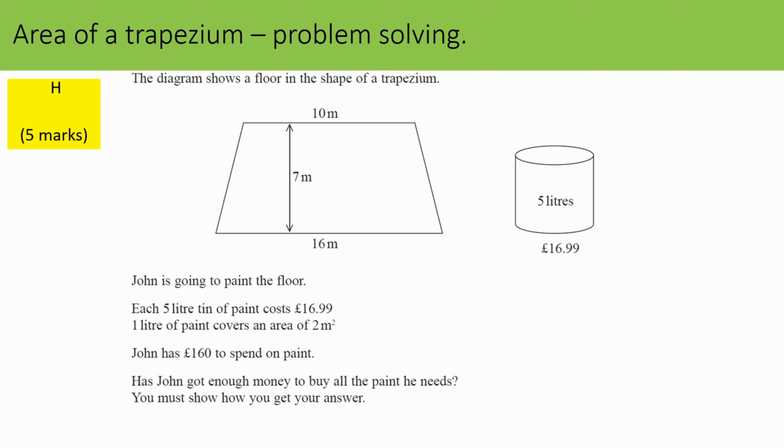I'm going to give you a hint now, so if you don't want that hint, pause it and give it a go. Here's my hint. Find the area. We're going to divide that area by 2 because each litre of paint covers an area of 2. Divided by 2, it will tell you how many litres you need. Each tin has got 5 litres, so then we need to divide by 5. We might need to manipulate that number though before we multiply it by 16.99.